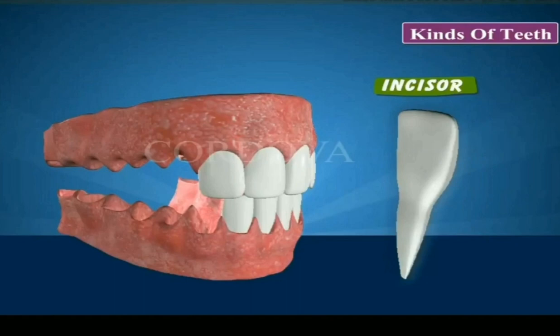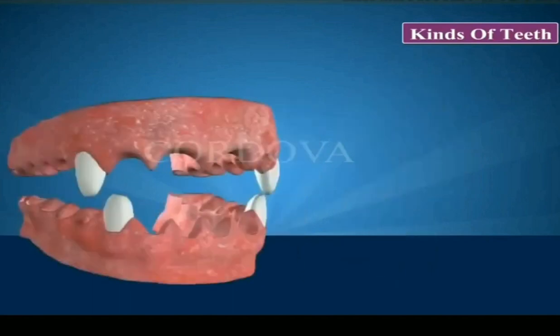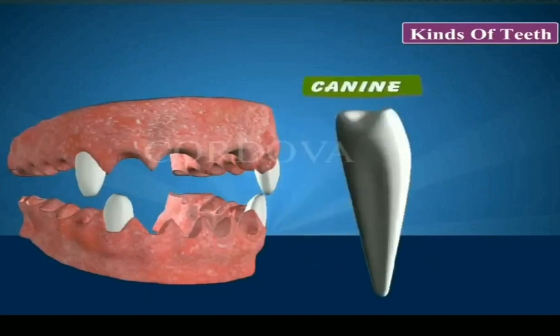The second kind of teeth is canines. There are 2 canines in each jaw. As you can see, they are present on either side of the incisors in each jaw. They are very sharp and pointed. They help tear the food. They are called the tearing teeth.